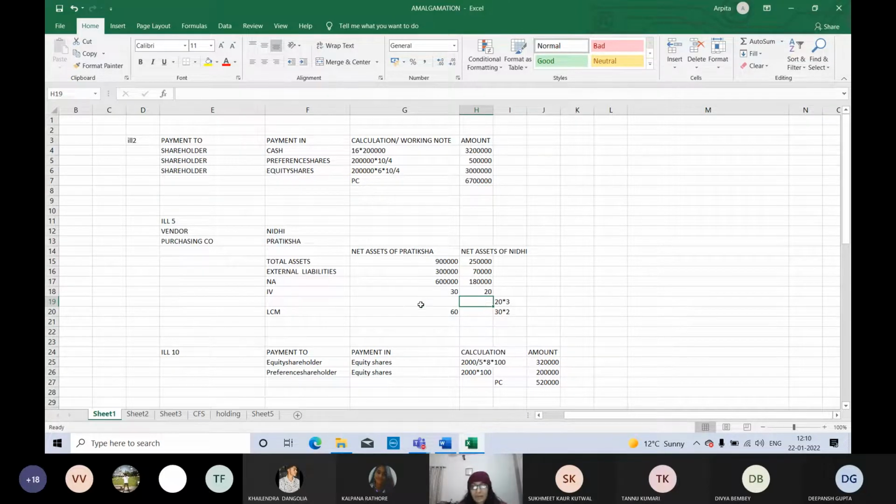सो अगर आप देखो कि प्रतीक्षा के हर शेयर की वैल्यू है 30 रुपए और हर शेयर की निधि की वैल्यू है 20 रुपए. अब मेरा क्वेश्चन ये है कि प्रतीक्षा कितने शेयर्स देगी निधि को एक शेयर के बदले में. That is not so simple to find out. Can anybody tell me how many shares will Pratiksha give to Nidhi for one share of Nidhi? Since it is not as simple as एक शेयर के लिए 2 शेयर या 3 शेयर या 4 शेयर, because there is actually a fraction involved in this.